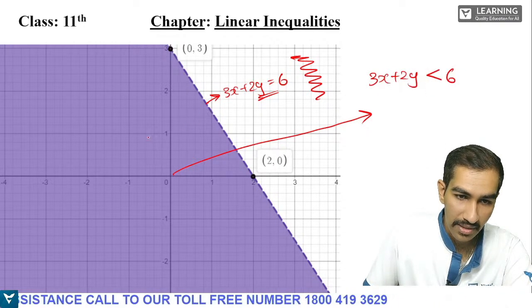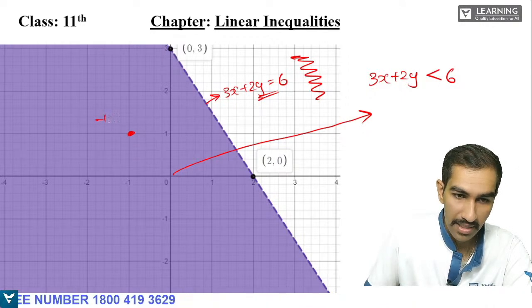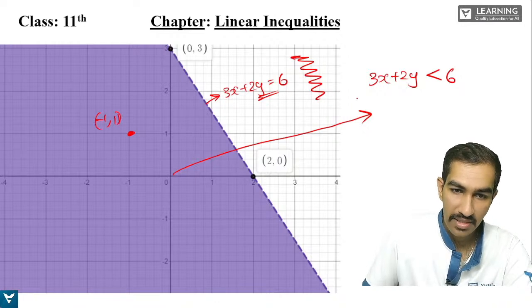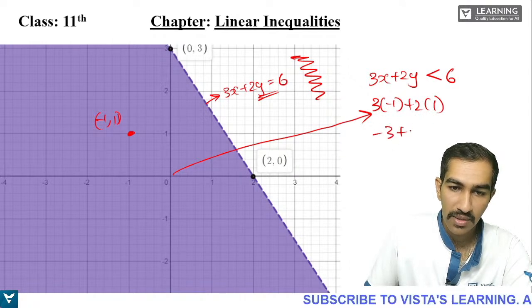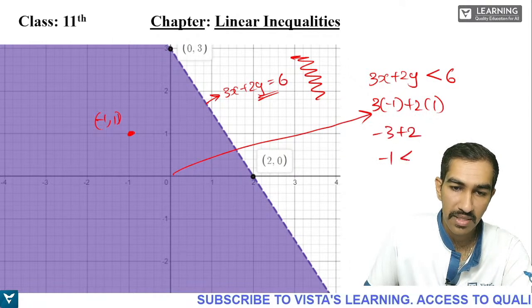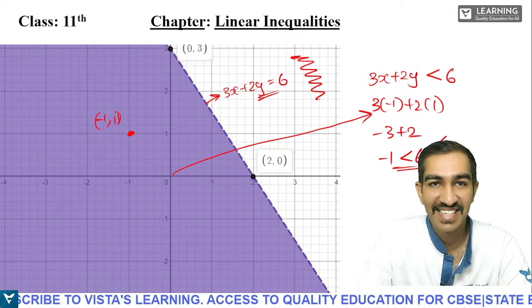Take any point. So take this point now. What is the coordinate of this point? Minus 1 comma 1. Correct? So that is nothing but 3 into minus 1 plus 2 into 1. 3 into minus 1 is minus 3. 2 into 1 is 2. Minus 3 plus 2 is minus 1, which is lesser than 6. Therefore, this is right. Understanding?